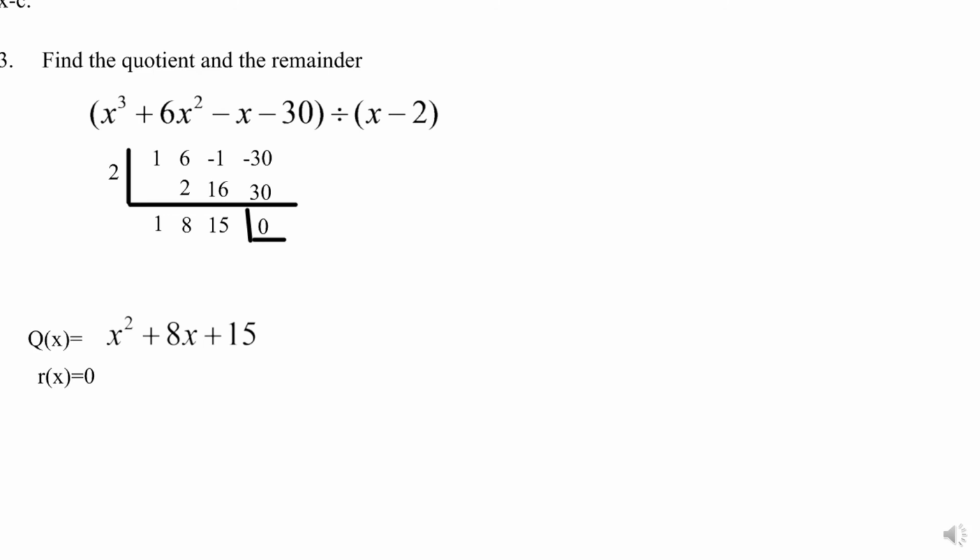2 times 15 is 30. The 30 goes over under -30 in the box. We add and get 0. We now read backwards from right to left to express the answer. The remainder is 0, and the quotient is x squared plus 8x plus 15.